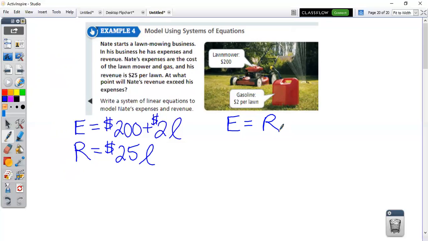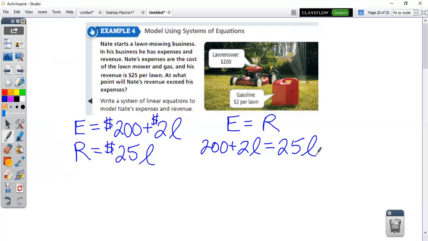okay, what is E? 200 plus 2L has to equal, R is 25L, and then that's going to give me how many lawns I have to mow when we are exactly the same, okay? And then you'll know, you just have to mow what? If I want to know when will the revenue exceed the expenses, I gotta mow one more yard, and I'll be more, okay? So let's figure this out.